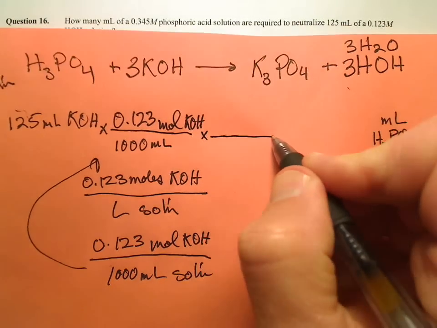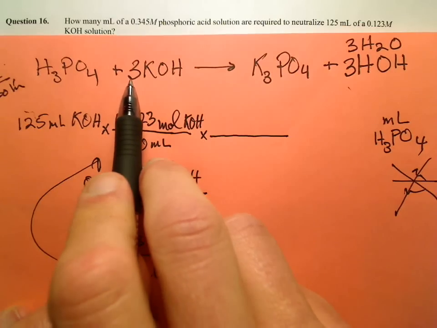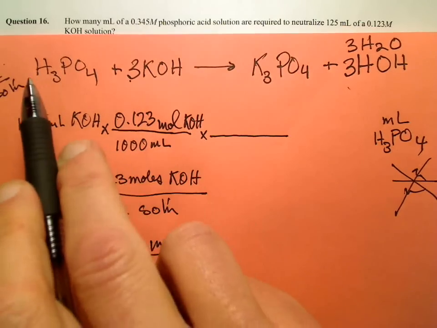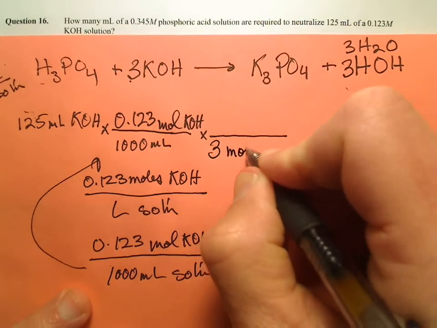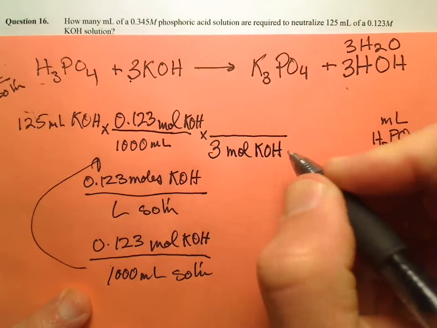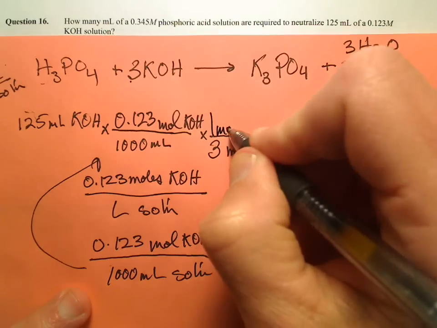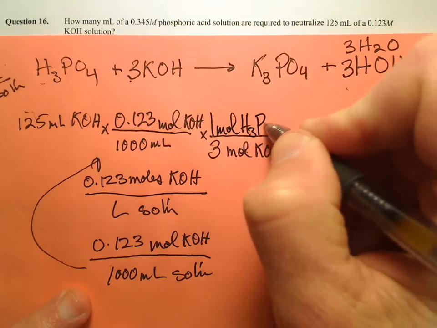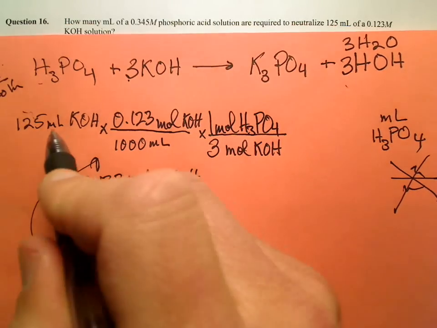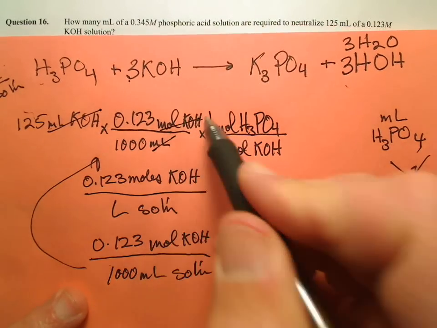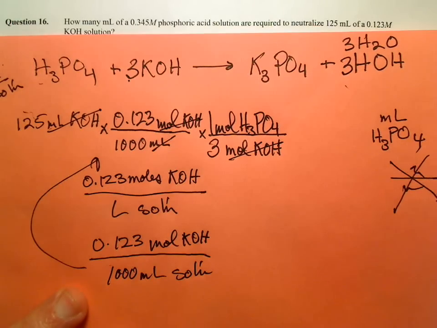Now I'm going to use my mole to mole ratio, and I know for every 3 moles of KOH I require 1 mole of phosphoric acid. 3 moles of potassium hydroxide on the bottom, so I cancel those guys. 1 mole of phosphoric acid. If I were to stop right now, what would be the units of my answer? Let's see, moles of phosphoric acid, but I need milliliters of phosphoric acid.